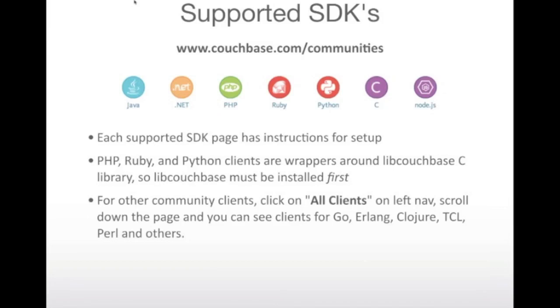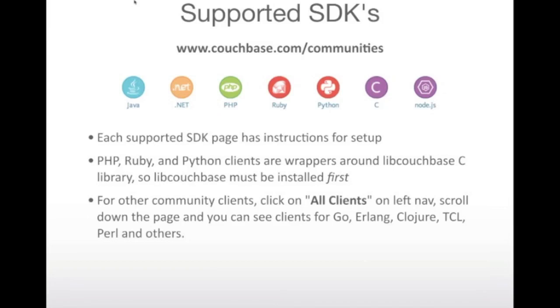So we do support a lot of SDKs: Java, .NET, PHP, Ruby, Python, C, and Node.js. We do have some other clients as well for Clojure, Erlang, Go, and Tcl, Perl. To find those, you go to couchbase.com/communities, and you can see all the different supported SDKs. Then on the left, for other community clients, if you click on all clients on the left nav and scroll down, you see all the different clients for other languages.